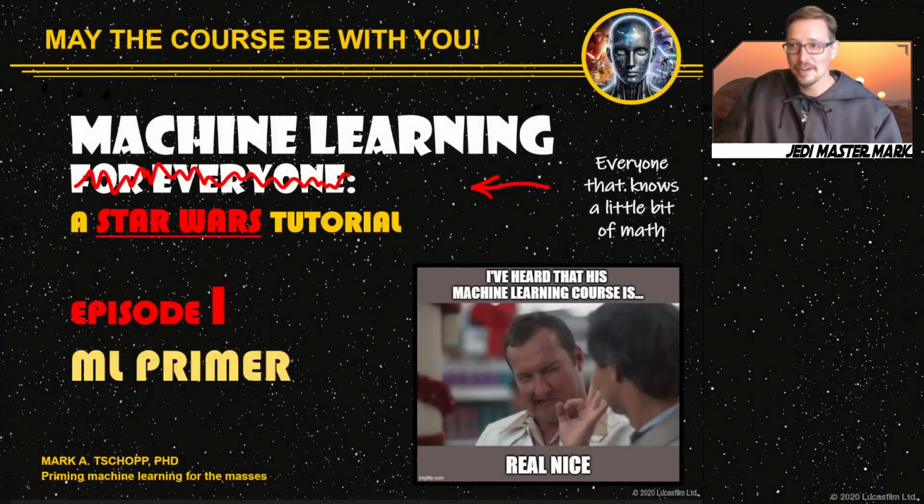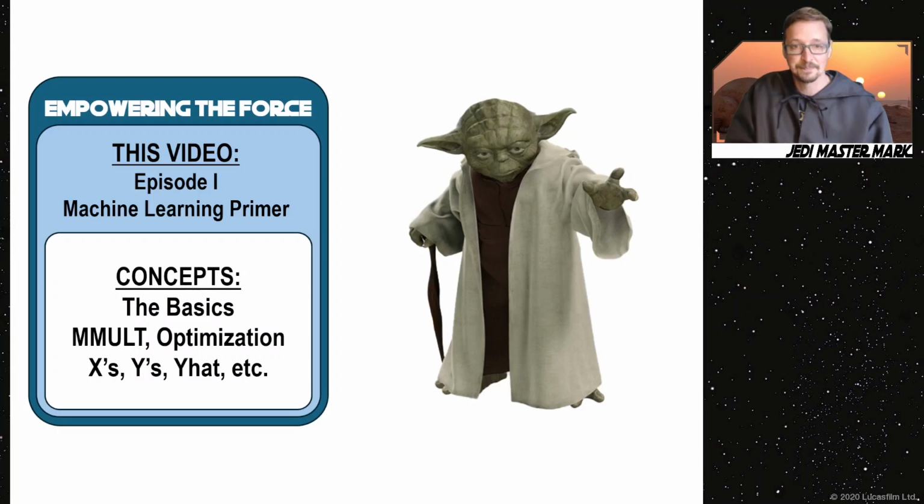okay, this is the second part of this video, the second part of the machine learning primer for everybody. Here we're just going to talk about Control L basics, matrix multiplication (mmult is the Excel function for that), and optimization. We'll talk a little bit about x's and y's and y hat and what those terms mean. These are variables that we repeatedly bring up as we talk about the math involved with these machine learning algorithms.